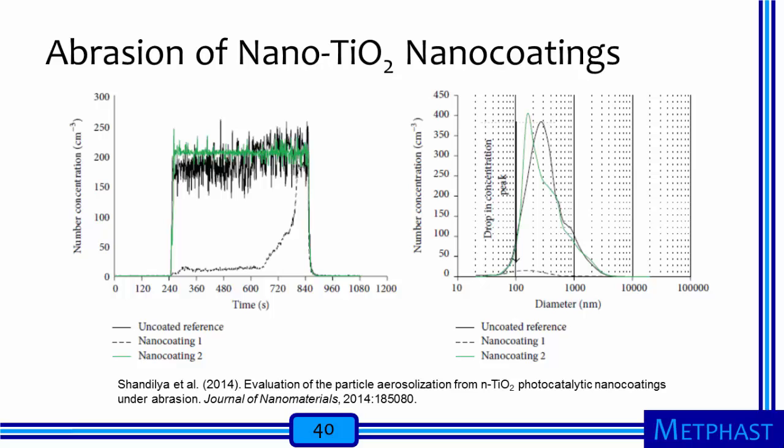On the right, size distributions by number for the airborne particles, showing number concentration as a function of diameter, demonstrate that virtually no particles the size of the primary nanoparticles, smaller than 8 or 40 nanometers, were observed.